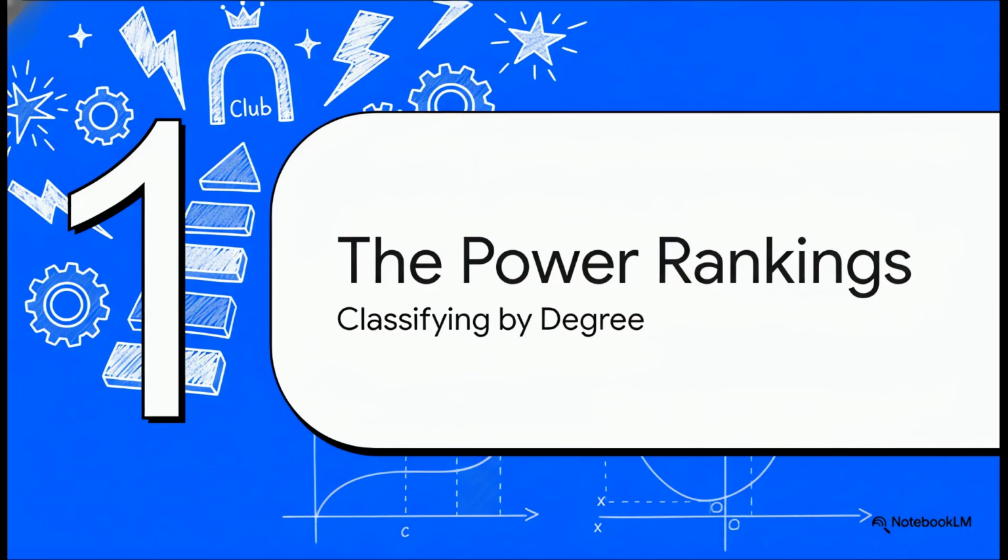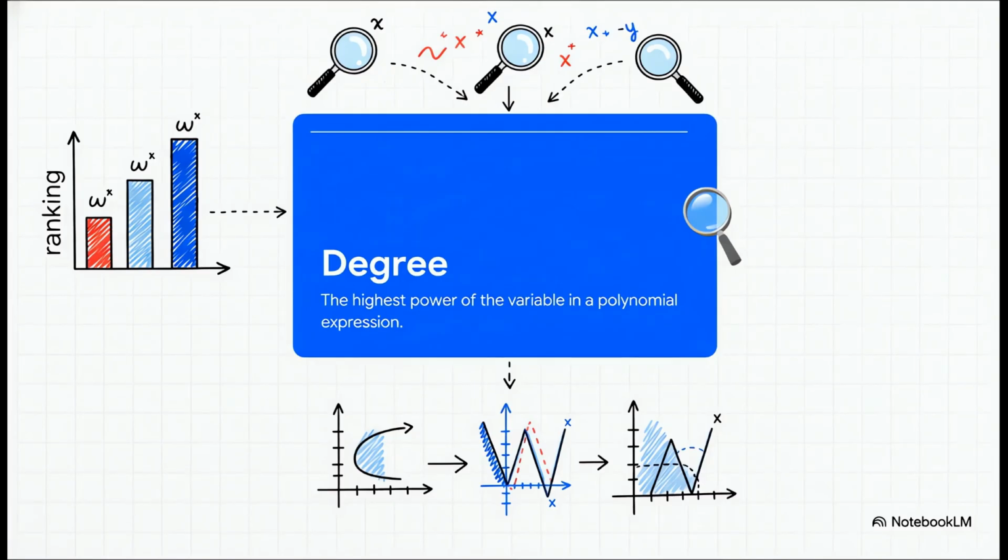So we know the rule to get into the club. Now let's see how everyone's organized inside. It's kind of like there's a ranking system, a whole hierarchy, and it's all based on those powers we were just talking about. And that ranking system is all about something called the degree. It's super straightforward. The degree is just the highest power you can find on the variable in the whole expression. That one number tells you almost everything you need to know about it.